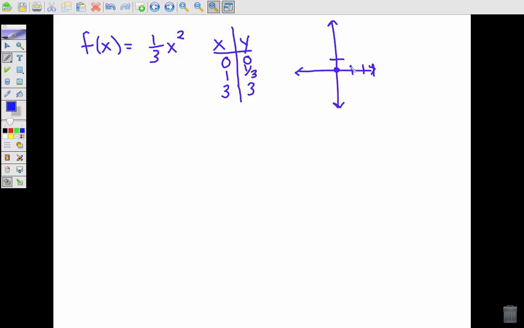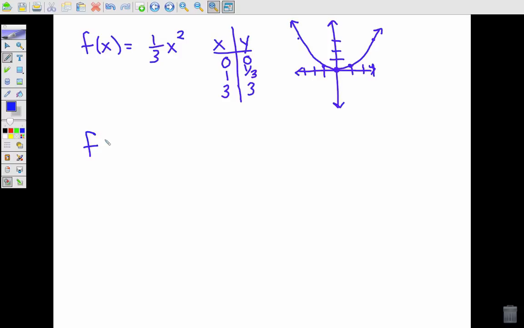And I'm just going to go ahead and sketch this graph. So 1, 1/3 and then 3, 3. Okay, so you can see that this one is a little wider than the parent function, and then the points are reflected about the other side. All right, there you have it. Okay, so you can build a table of values.